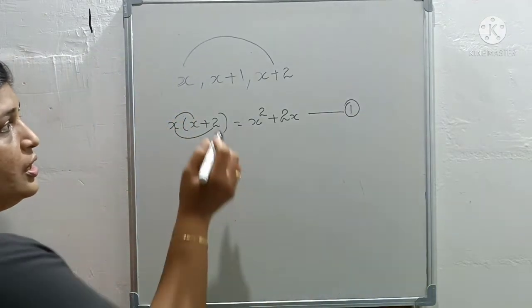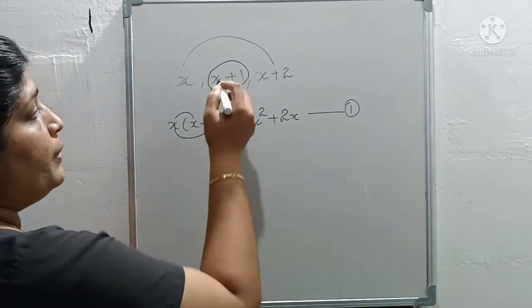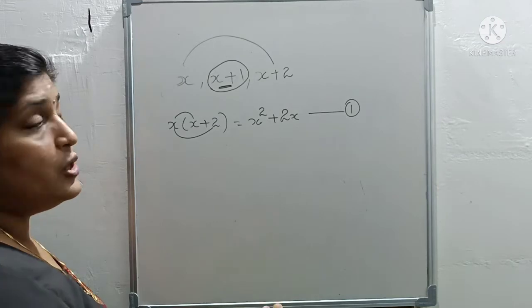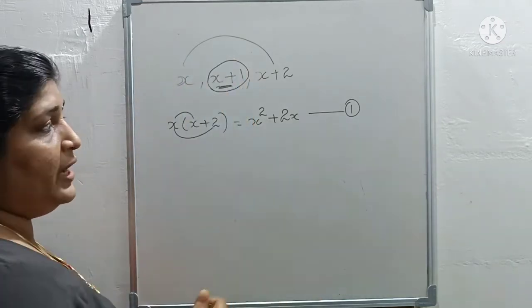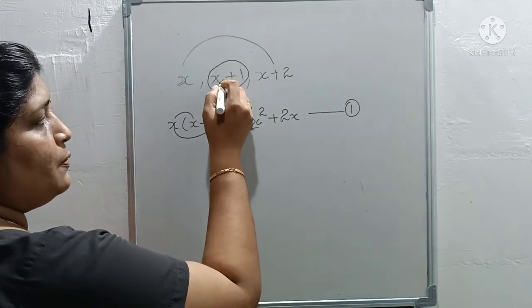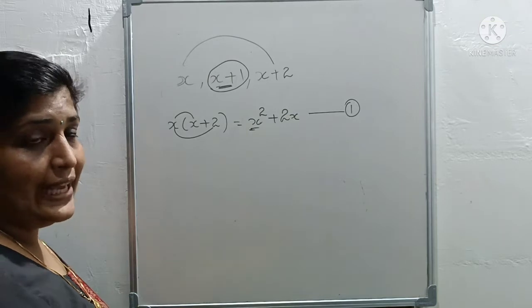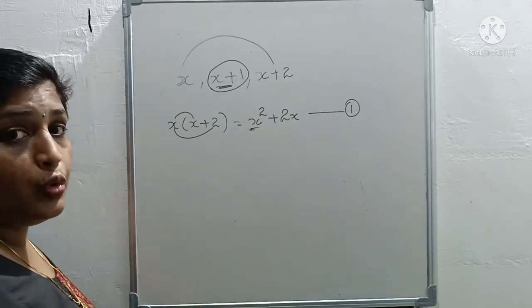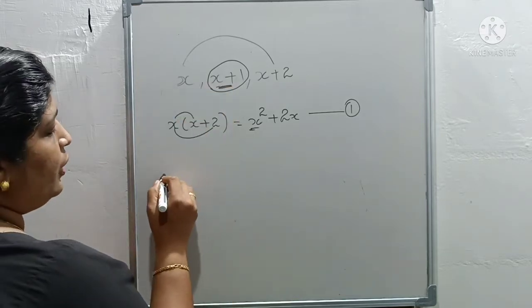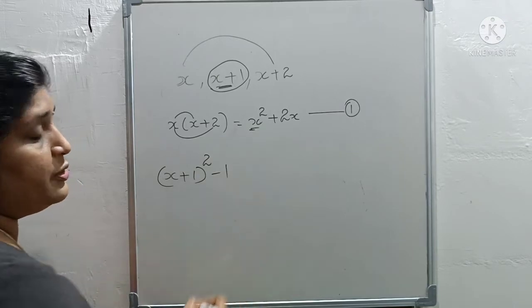Okay, now we are going to check whether it is equal to the square of the middle one minus 1. If the square of (x plus 1) minus 1 is x square plus 2x, we can say that this pattern is true for all natural numbers. Okay, so now we are going to find out the square of the middle one minus 1.